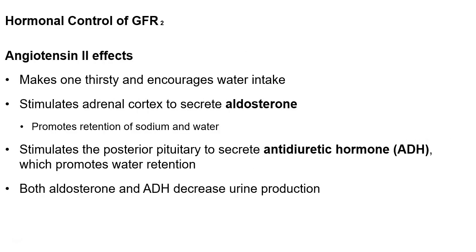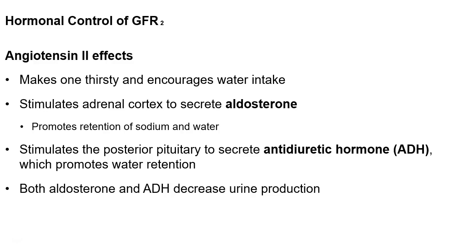So when angiotensin 2 is produced, it's going to cause you to feel thirsty. It's going to encourage water intake because it's going to stimulate those thirst receptors within the hypothalamus of the brain to want to take a drink of water, to increase your water intake. This hormone is also going to stimulate the adrenal cortex, your adrenal gland that we talked about in the endocrine system, to secrete aldosterone. Aldosterone, remember, is there to help you retain sodium, which will also help you retain water.